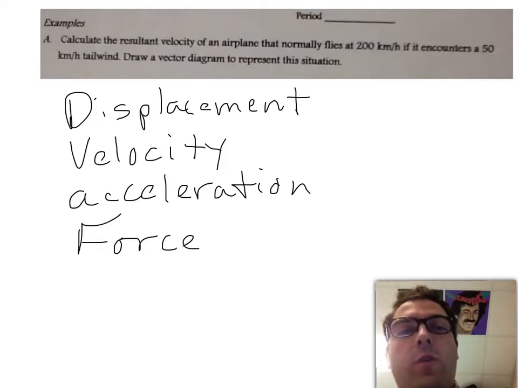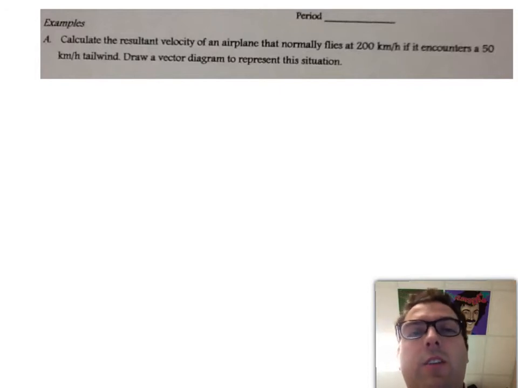So what we're going to do is go ahead and do an example problem. The first thing you've got to do with any problem is always the same. You've got to read what's going on. So calculate the resultant velocity of an airplane that normally flies at 200 kilometers per hour if it encounters a 50 kilometer tailwind. Draw a vector diagram to represent this situation.